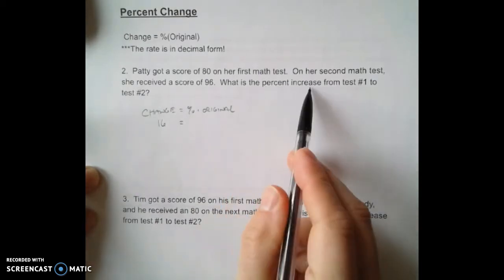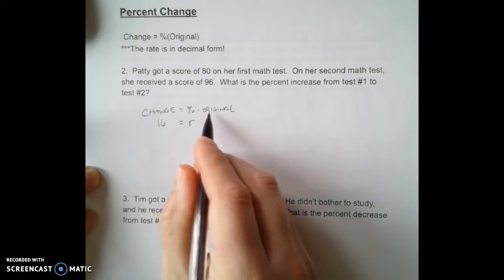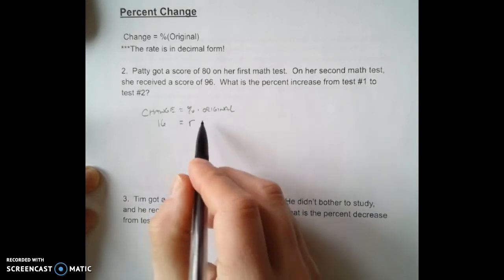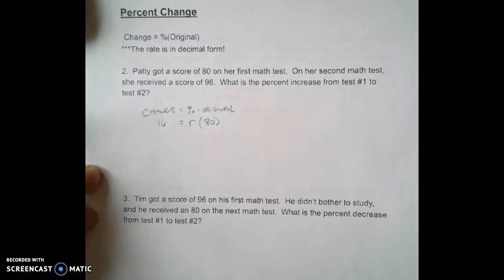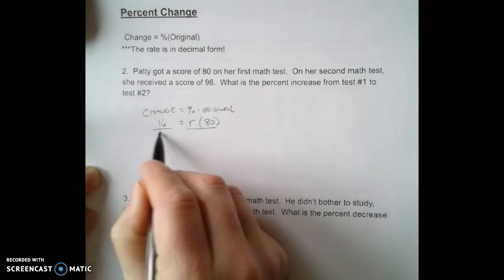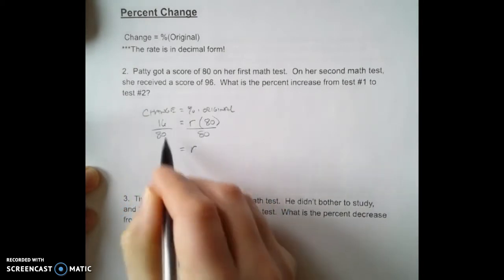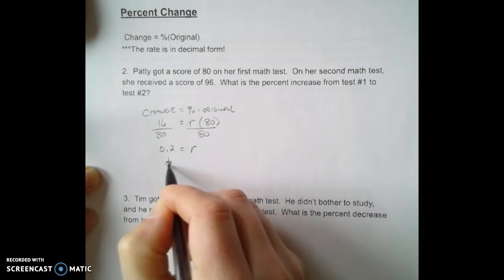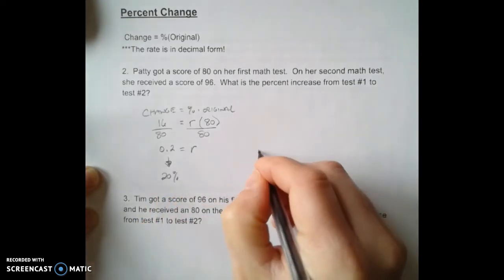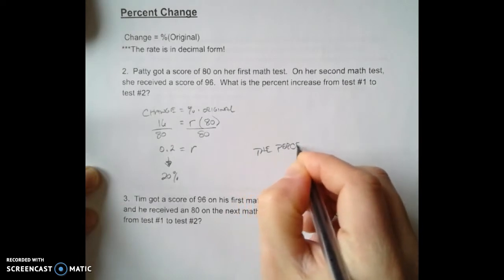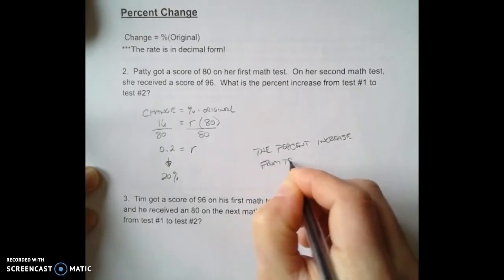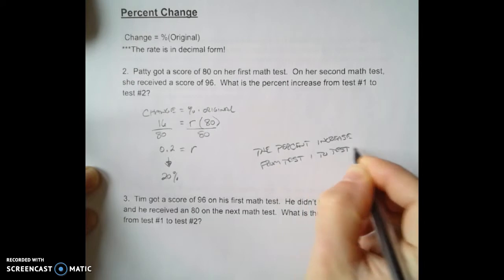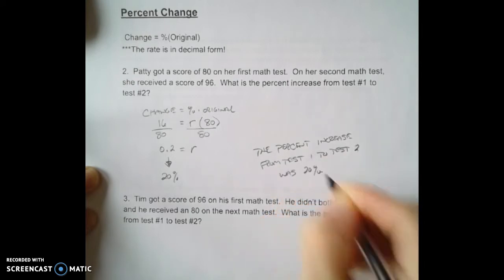And we're looking for the percent increase, so I'm going to write an R for my rate. And the original score, Patty's original score, well, the original was the one that happened first. She got an 80 on the first test. And so in this example, we're doing 16 equals R times 80. So in order to get R by itself, we're going to have to divide each side by 80. And when we do that, the rate is going to equal 2/10. And then as a percentage, it's going to be 20%. So we know that the percent increase from test 1 to test 2 was 20%.